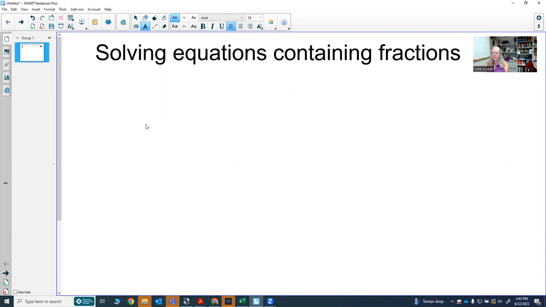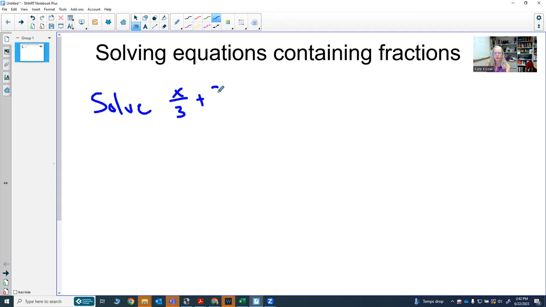Though it's best to use the lowest common denominator to have smaller numbers to work with, any common denominator will work. You don't have to always use the smallest one. So let's do a couple of examples of this. Let's say I want to solve x over 3 plus 2 over 5 equals 6.